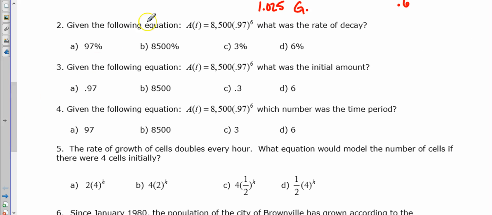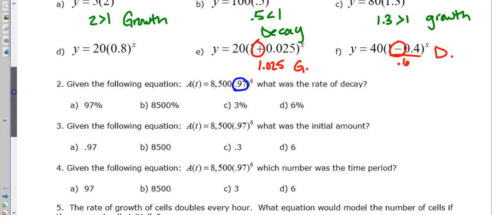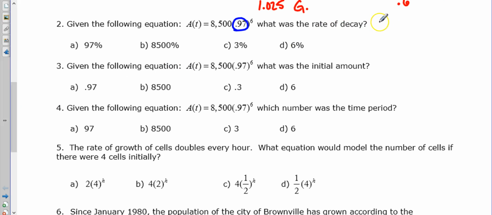All right, so number 2, it says given the equation 8,000 times 0.97 to the power of 6, what is the rate of decay? All right, now what we're going to do is I'm going to focus on this number, 0.97. Now, I know I'm going to compare it to this right here. It is less than 1, but how much less than 1? I want to know 1 minus what equals 0.97.